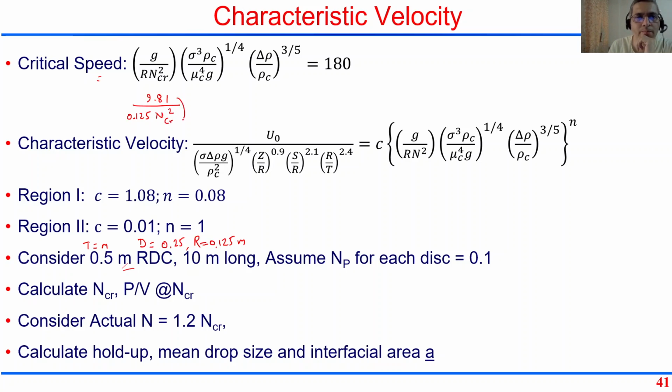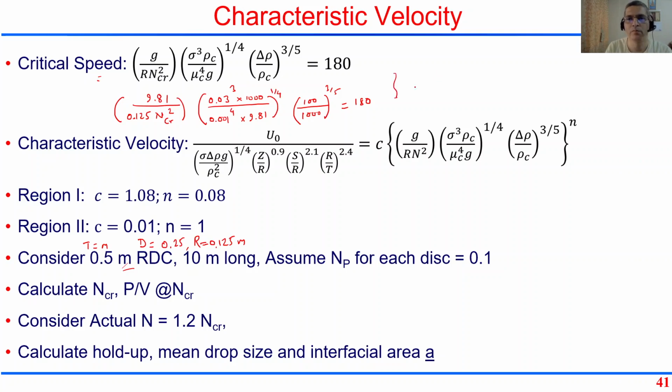Okay, so let's take 0.125, critical speed square, sigma 0.03 cube, rho c 1000, mu c 0.001 raised to power 4 into 9.81. This whole thing raised to 1 by 4. Delta rho: 900 and 1000, so delta rho is 100. Rho c is 1000 raised to 3 by 5, equal to 180. Right? So then we can calculate NCR.